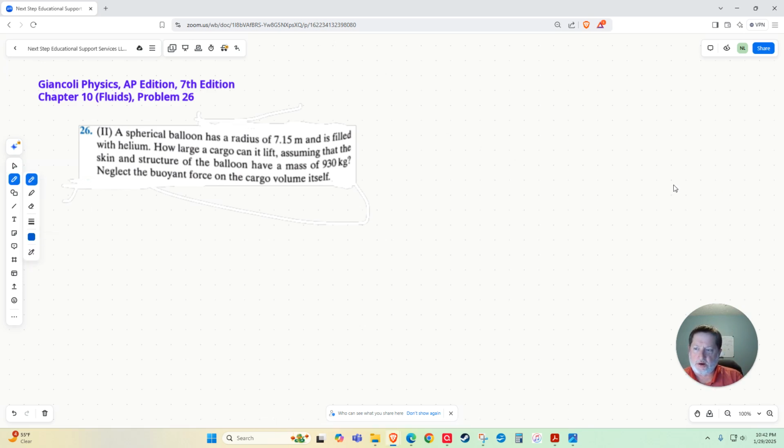Okay, as with most problems, we're going to identify the numbers we're working with here. We have the radius of the balloon. I'll just use R. It's the only radius we're dealing with right now, so we're just going to use a single capital R with no subscripts. We have a mass of the balloon and its structure, so we'll use M subscript B for that one.